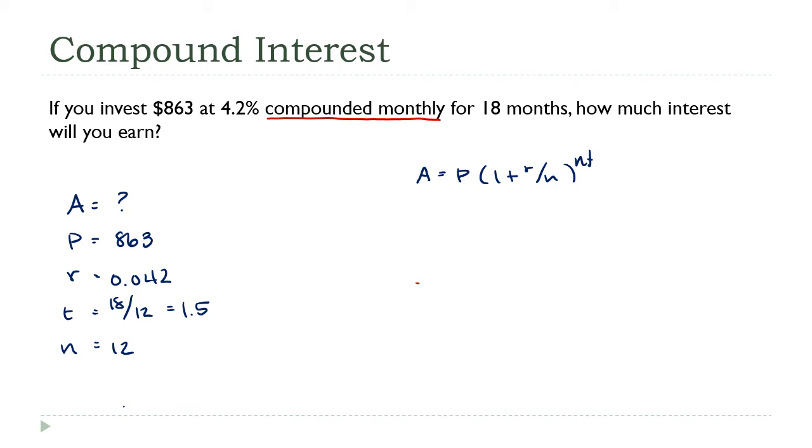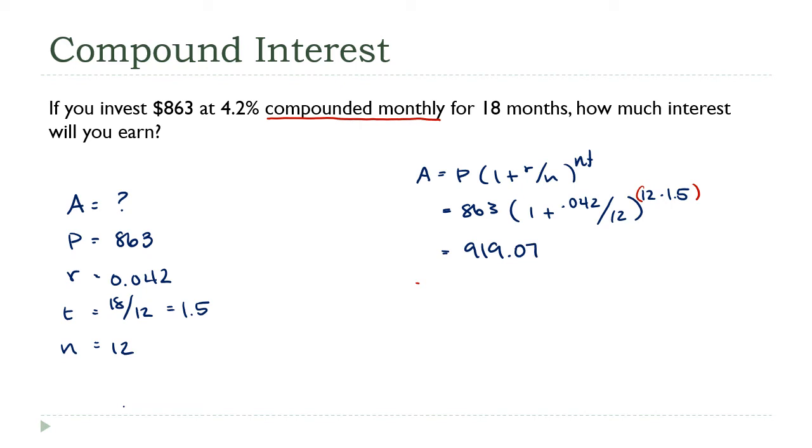So let's put some numbers in here. This is 863 times (1 plus 0.042 divided by 12) to the power of 12 times 1.5. Remember, it doesn't hurt to throw parentheses up here. Make sure you and your calculator are on the same page. Now, if you enter these numbers on your calculator, you come up with a future value of $919.07. Well, remember, that's not what we were asked for.